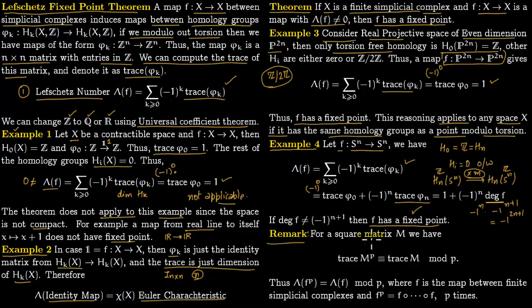Now finally a remark. Say you have a square matrix M, then trace of M raised to the power p, you multiply M to itself p times, is equal to trace of M modulo p. Since this property is in the trace, this will carry over to our Lefschetz number also. So lambda of f_p is equal to lambda of f modulo p. This f_p is nothing but you compose f with itself p times, and f is a map between finite simplicial complexes.